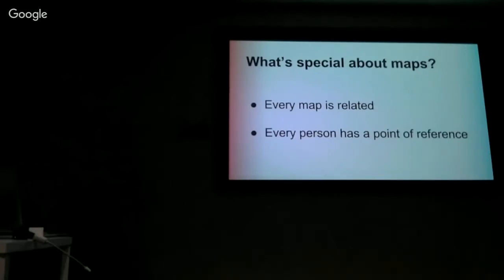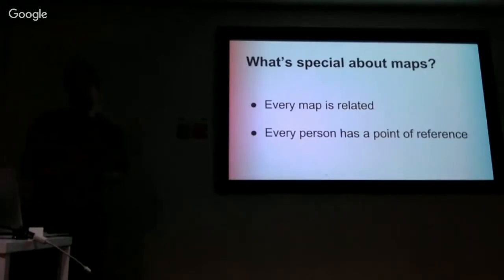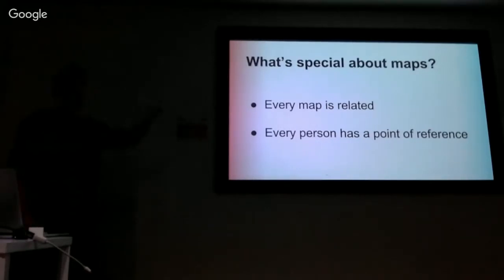So you could mash up a data set of location of hipster bars and another one of location of casuarinas, and you can put those two things together, and there is a relationship between them, and you can see whether hipster bars are correlated with nearby casuarinas or not. Maybe they are. Also, everyone knows where they live, everyone knows where they work, everyone has some sort of point of reference.